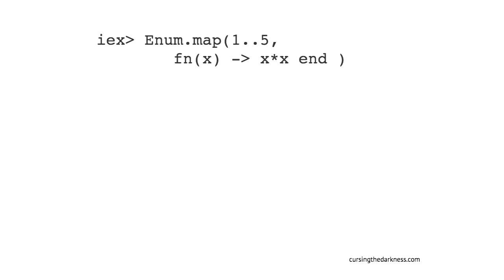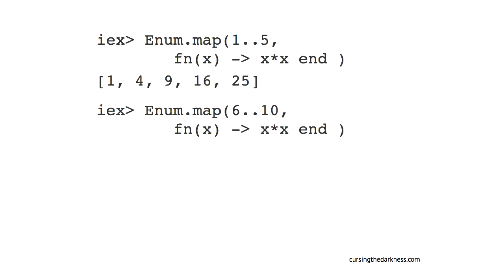Another obscure example, Elixir. In Elixir, if we wanted to do a map of a square root of a range of numbers, say 1 to 5, it would look like this, and then we would get out an array, which is 1 to 5 squared. However, if we were to do the exact same thing, but with the range 6 to 10, we get that. So, this is because of how Elixir is inferring the second range as a string.